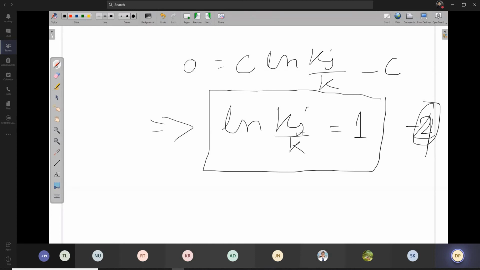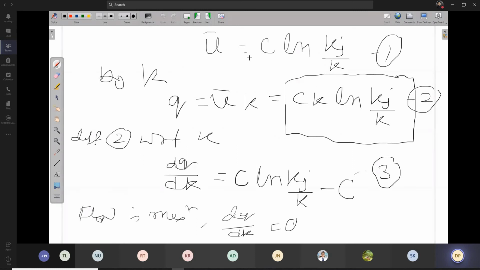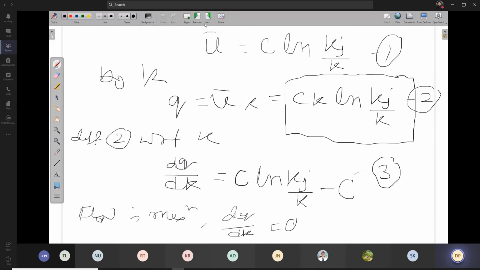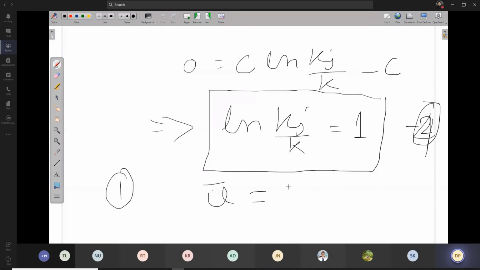Now you replace this value, ln kj by k equal to 1, in equation number 1. What was equation number 1? Equation number 1 was u bar is equal to C ln kj by k. Now we got the boundary condition that ln kj by k is equal to 1. If you put it in this equation, you will get u bar is equal to C, and ln kj by k is 1.